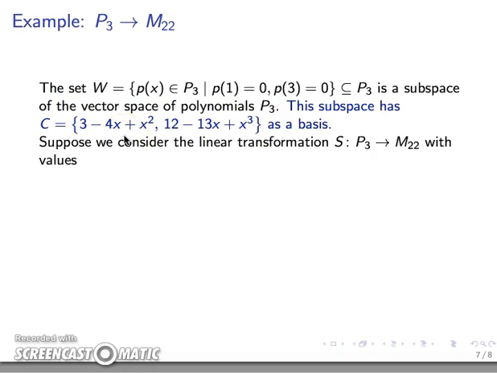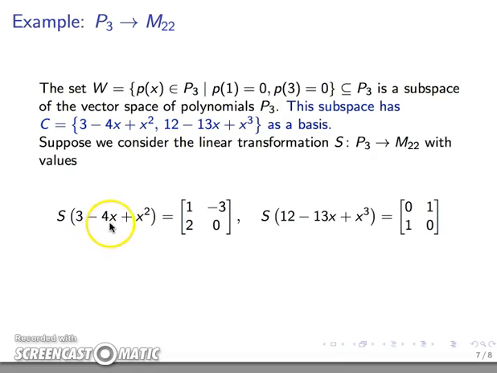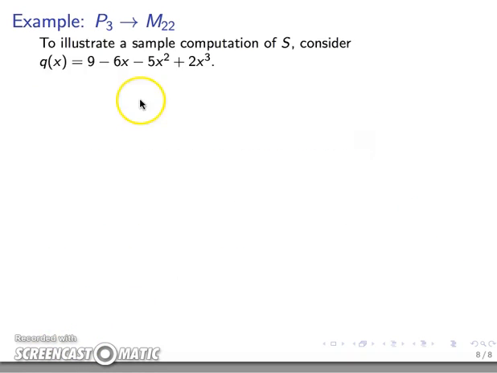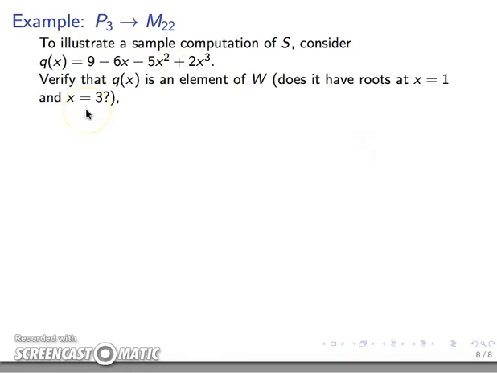And now we're going to consider this transformation S going from P3 to M22. So we consider the evaluation of the transformation at these basis elements, okay? And this is all the information we have. We don't know the formula, but we do have information on this evaluation. So the theorem tells us there is a unique linear transformation with these 2 values. Let's consider, for the sake of illustration, this member of P sub 3.